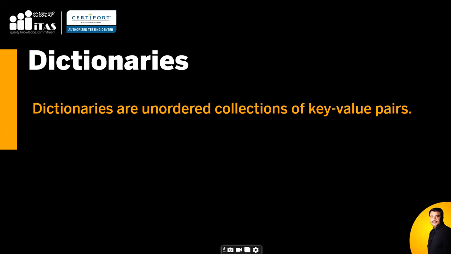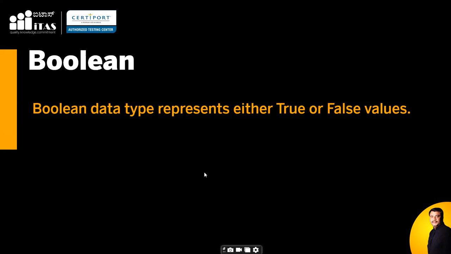Dictionaries, they are again the data stored, they'll be having a pair actually. That is, it'll have a key and a value. It is like a pair, not just like a list of numbers or something. Boolean means it is for true or false.